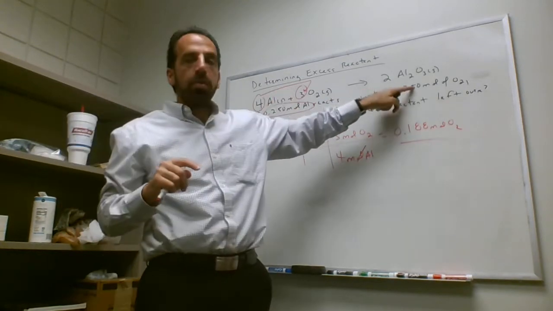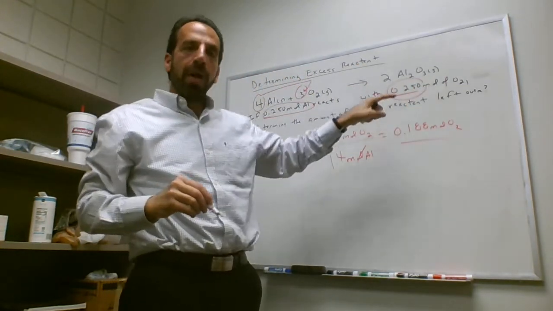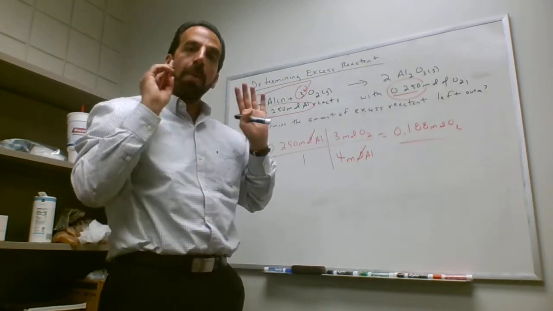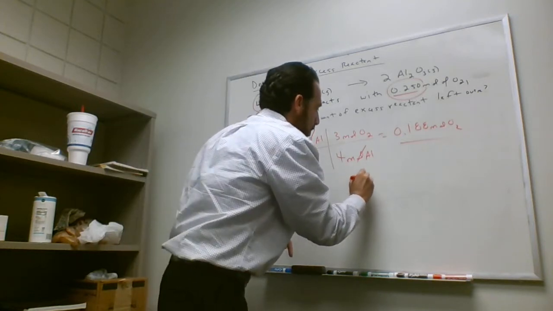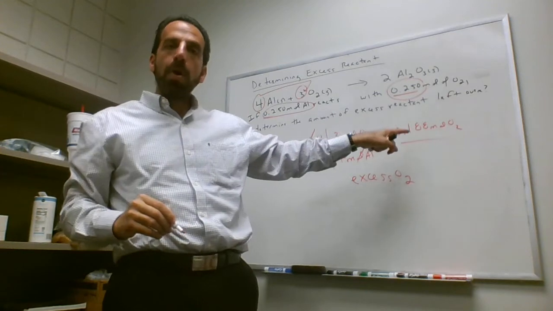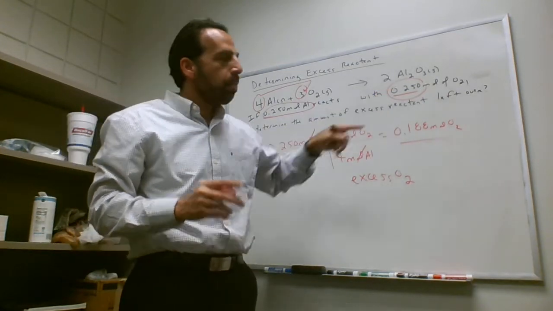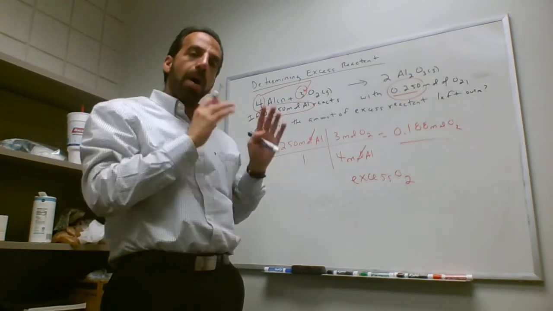Well, I added 0.25 moles of oxygen. So 0.25 is greater than what I require, so my excess is going to be oxygen. I only need 0.18 moles to react with 0.25 moles of aluminum, but I added 0.25 moles of oxygen. So my oxygen is the excess.